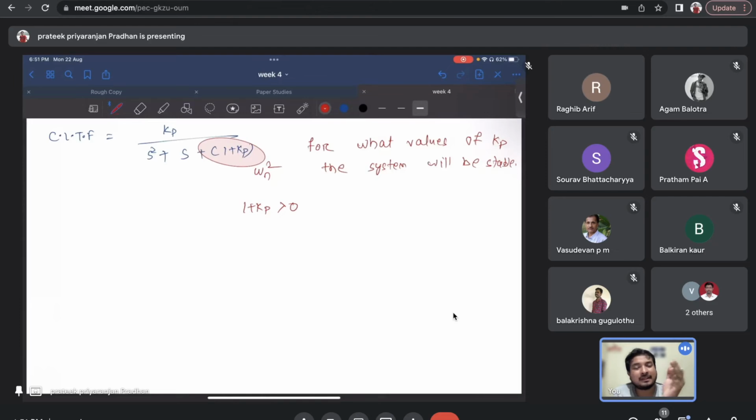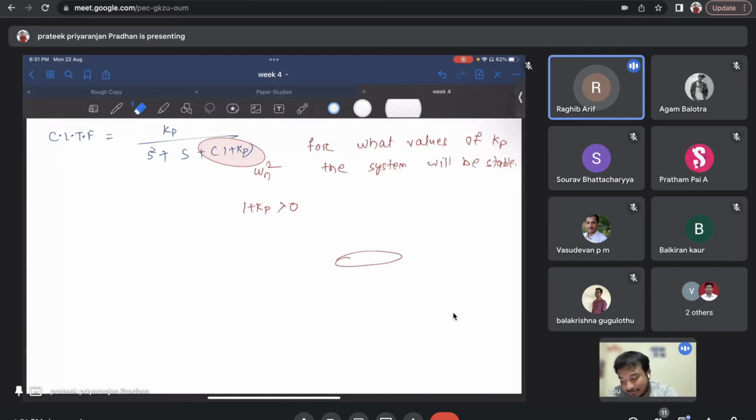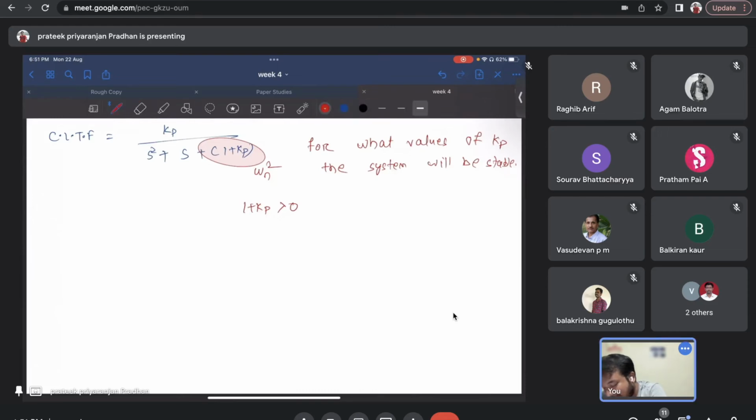Okay, so let's forget about zeta now. Just remember, 5 minutes back I gave you a trick: if all the coefficients are positive, the system is 100% stable. This coefficient is already positive, so if this coefficient is positive, then I can say it's 100% stable. So for that I will get again the same expression, 1 plus Kp needs to be greater than 0. That means Kp needs to be greater than minus 1.